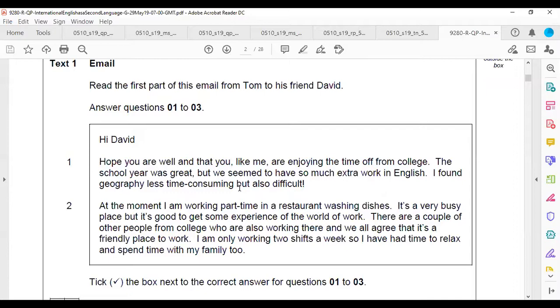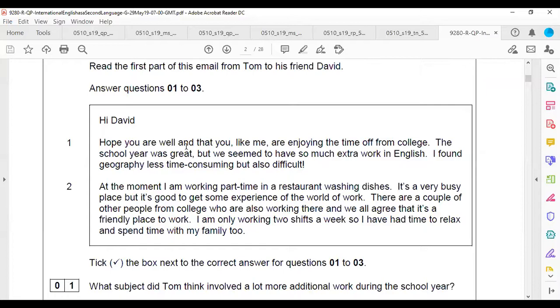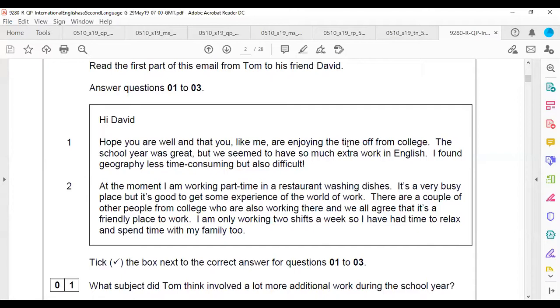You get the idea? And usually you write in paragraphs. So hope you're well, and that you, like me, are enjoying the time off from college. They are during the break time now, or the summer time, or else the school year was great. We seem to have so much extra work in English. I found geography less time consuming but also difficult. Okay, at the moment I'm working on, can you see the difference in tenses he's using? I hope you're well, present simple, but you're enjoying, present progressive. The year was great, past simple.